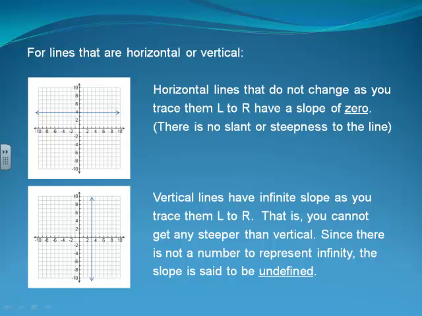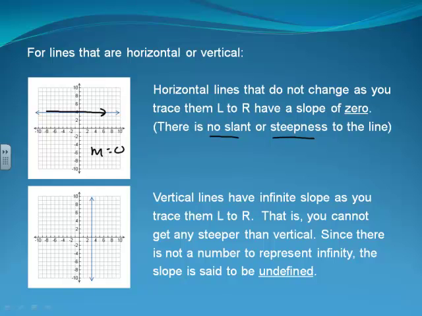The two special cases, we already found out what kind of slope they have. Horizontal lines that do not change as you trace them left to right have a slope of 0. In other words, if you think about it in terms of lines increasing or decreasing, rising or falling, you would agree with me that a horizontal line, as you trace it left to right, doesn't change at all, either going up or going down. So there is no slant or steepness to the line, therefore the slope of a horizontal line is said to be 0.